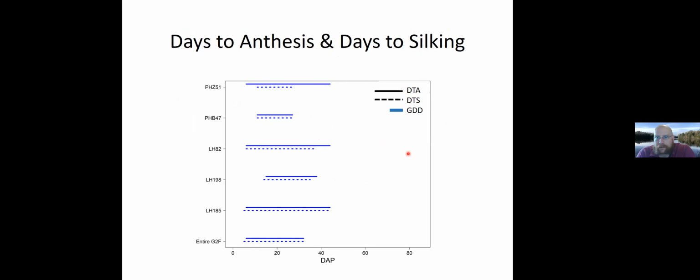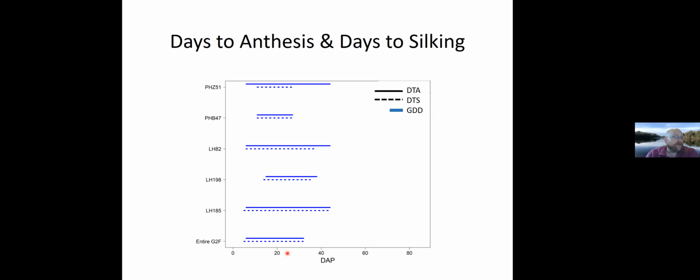So now we're going to look at the window, the environmental indexes that Siri found. Solid lines here are days to anthesis, dotted lines days to silking, with GDD being the environmental factor. And we can see that all the windows of time overlap, which is a positive. We would expect GDD to be the environmental parameter, since corn growth and development is driven primarily by temperature.